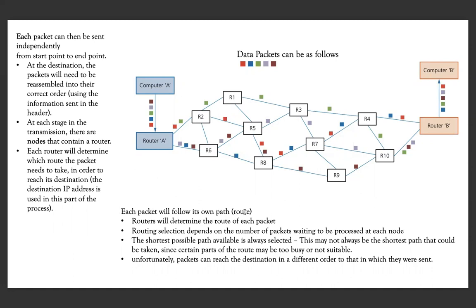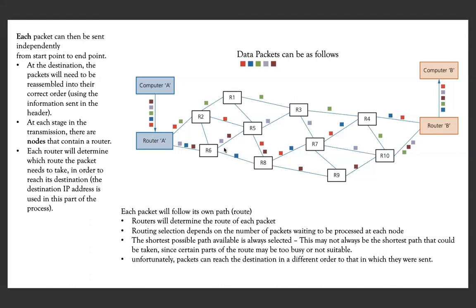Each packet will follow its own route. Routers will determine the route of each packet. The routing selection depends on the number of packets waiting to be processed at each node. So if my router T2 has to decide between router 1, 5, and 6, it will decide on the router that has the least amount of work to do. That is the freest, in a sense. And by freest, we mean that it has the least amount of packets to process.